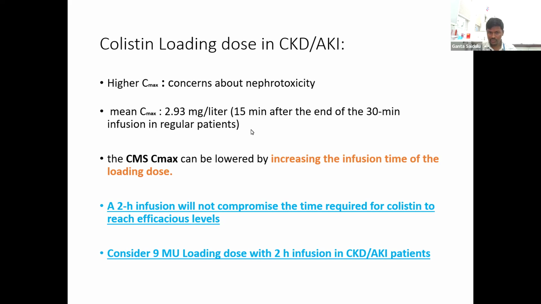See, if you give a faster infusion, it may hit the maximum Cmax of colistin. That is the target for nephrotoxicity. If you cross this 2.93, you can expect early nephrotoxicity in a patient receiving colistin. If you increase the infusion time, like making it a 2 hour infusion, it can delay achieving the Cmax, but it does not compromise the bacterial killing rate.